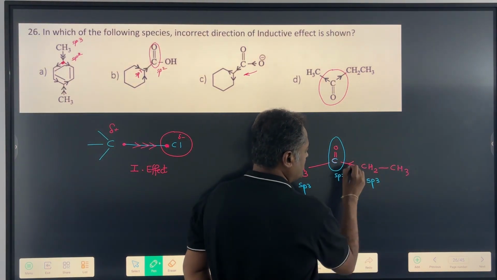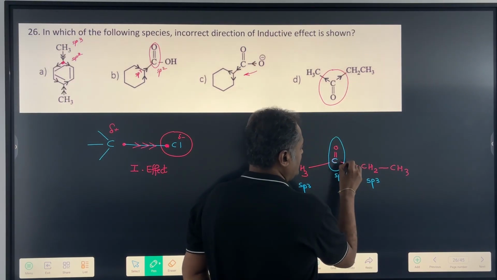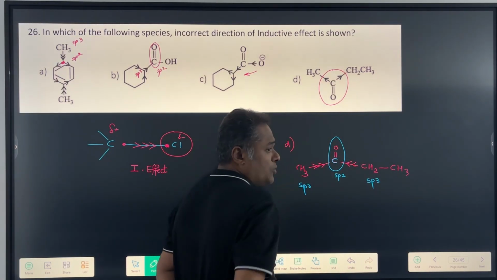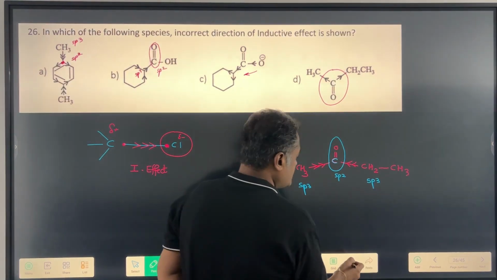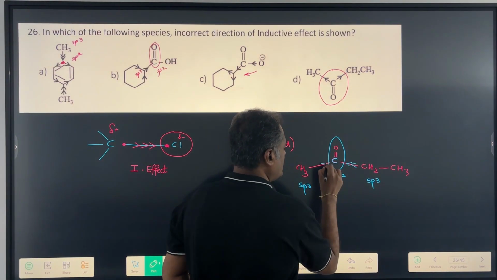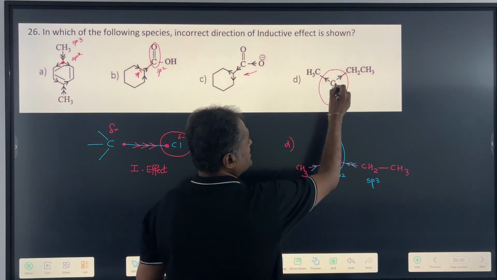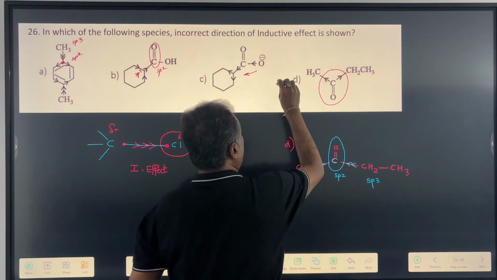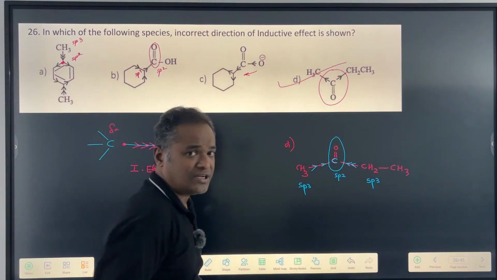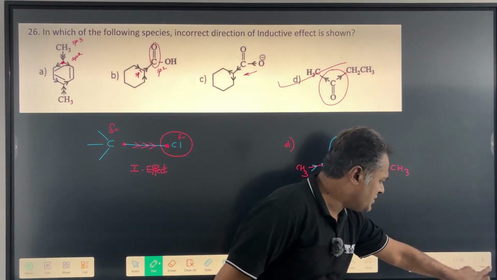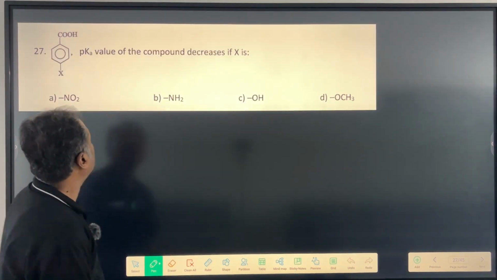So the direction should be towards which side? Towards your carbonyl carbon. So direction should be towards carbonyl. Here I think the representation given is incorrect. So the correct option for this question has to be D. Is it clear? Hope this is clear, child. Let's proceed with the next question, child, what we have.